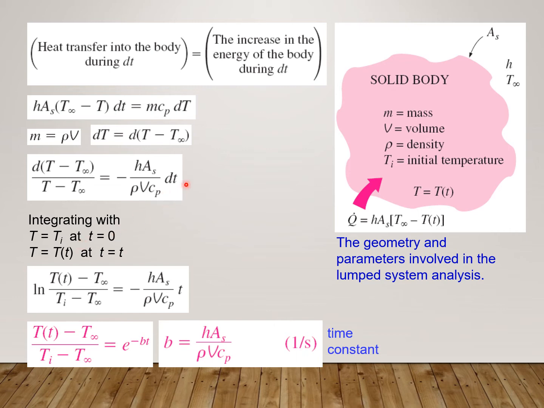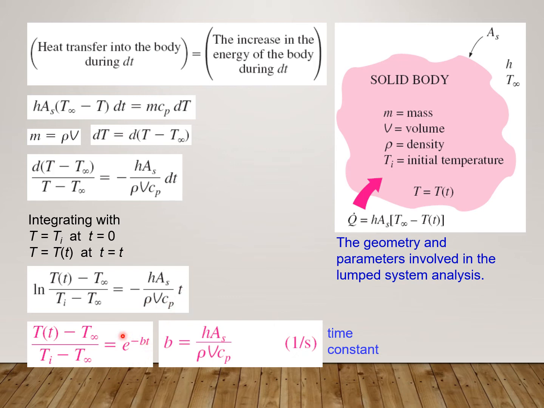So we can integrate this equation by putting T is equal to Ti at small t is equal to 0, and T is equal to T, which is a function of time, at time t. So we get this basic formula, which can be obtained by integrating with these limits. We get ln of (T minus T infinity) upon (T initial minus T infinity) is equal to minus hAs upon rho V Cp times t.